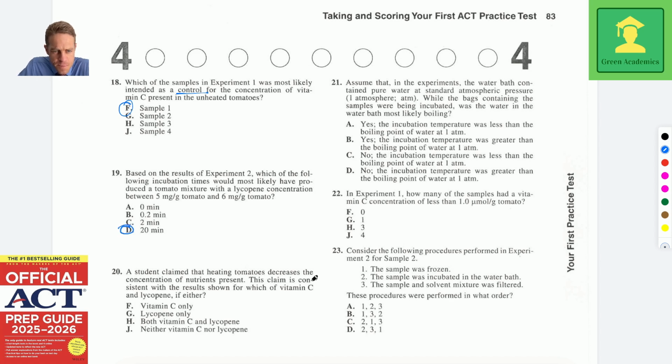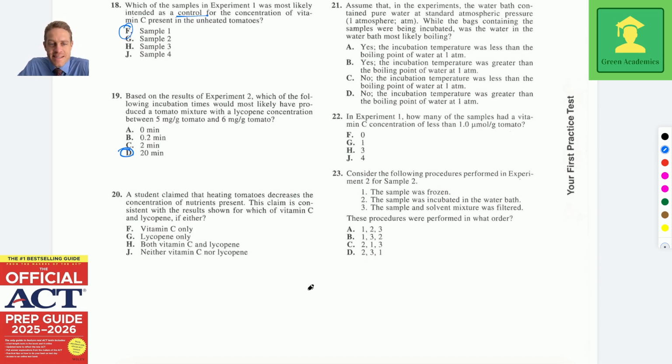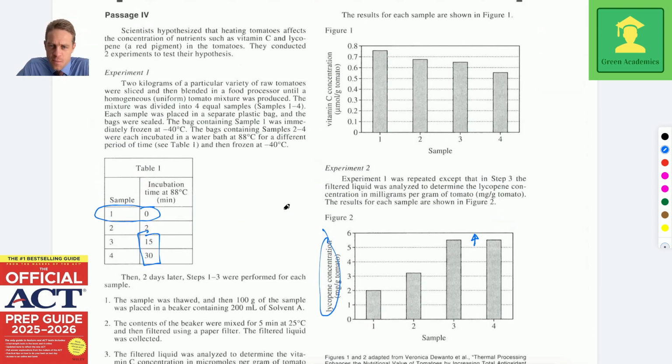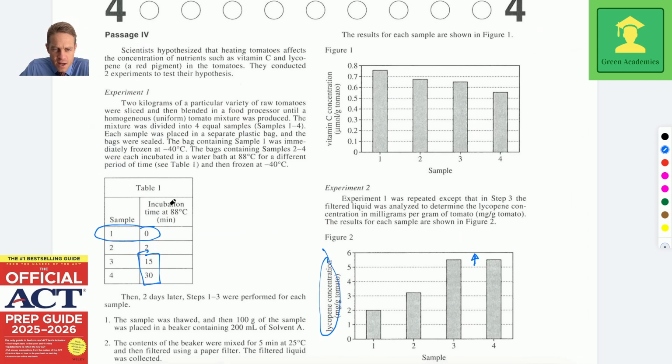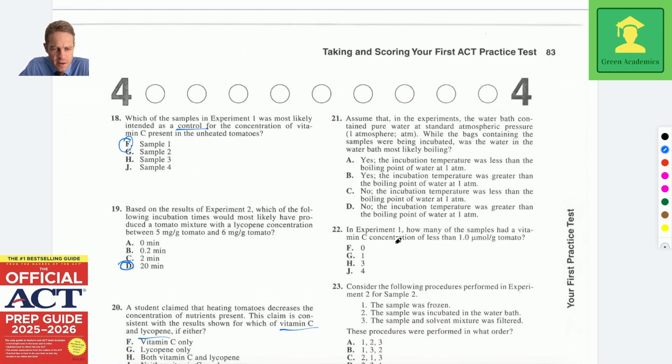Okay. A student claimed that heating tomatoes decreases the concentration of nutrients present. This claim is consistent with the results shown for which of vitamin C and lycopene, if either? So vitamin C and lycopene are nutrients. So does heating them decrease the concentration? So is it correct that the hotter you get, so as you go rightward, does the concentration go down? So I would say yes to this and then no to this. So it's yes for vitamin C and no for lycopene.